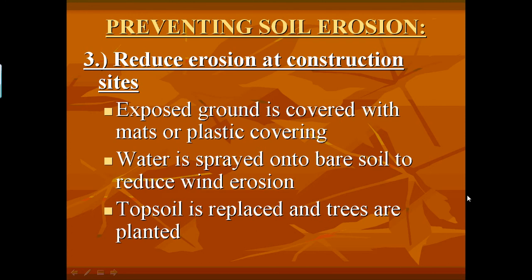Also, topsoil can be replaced and trees are planted. So they can put down extra topsoil and then plant trees so those roots can go deep down in the ground to hold that soil in place.